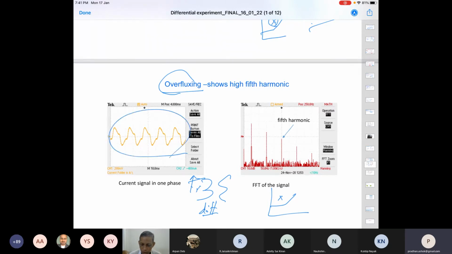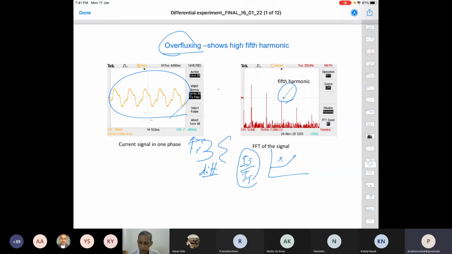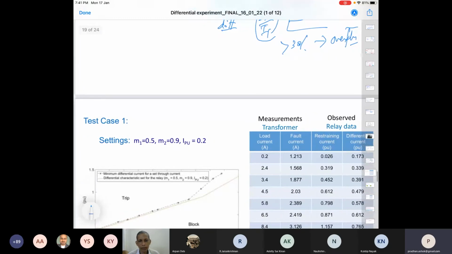So on the same transformer, if we analyze this curve, you see the fifth harmonic component is significant. So I fifth divided by I1. Earlier we talked about I2 by I1, the second harmonic upon the fundamental. If I fifth upon I1 is significant, 30%, 35%, then we declare this is not a fault. This is overfluxing. So these are the classification of signals: internal fault versus overfluxing, and internal fault versus inrush. Those are the things to be considered.